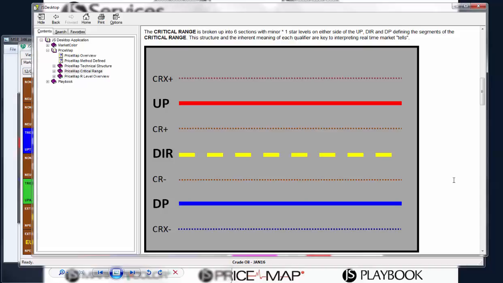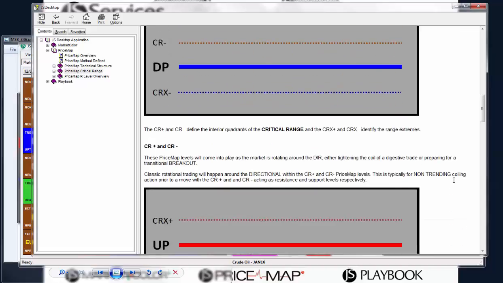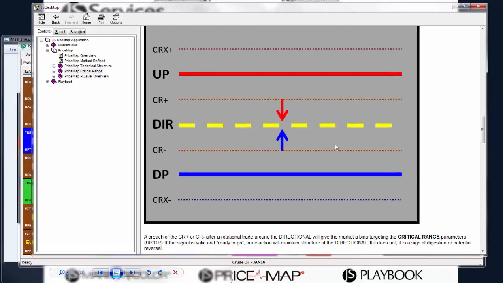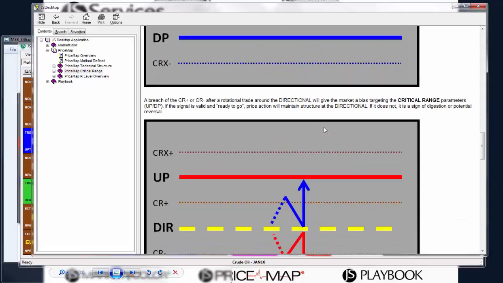And again, this is the structure of the market. There are some things the markets do around structure points. Sometimes if they're going to have a digestive rotational day, these interior critical range levels will contain the market, and that makes sense because the market's coiling, it's digesting tighter.